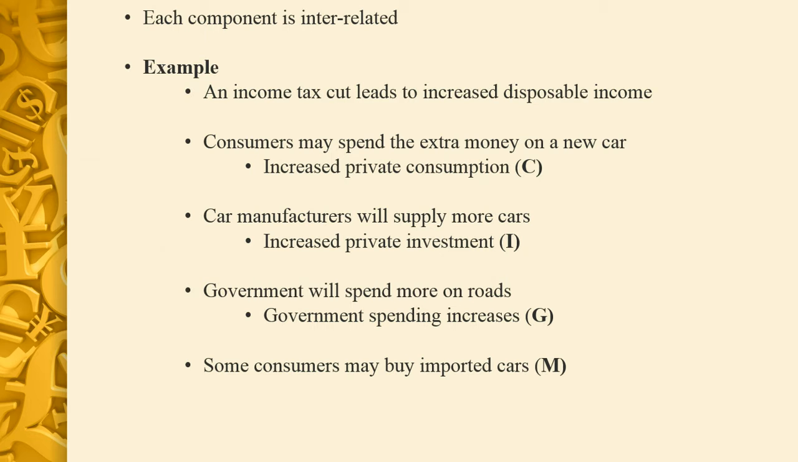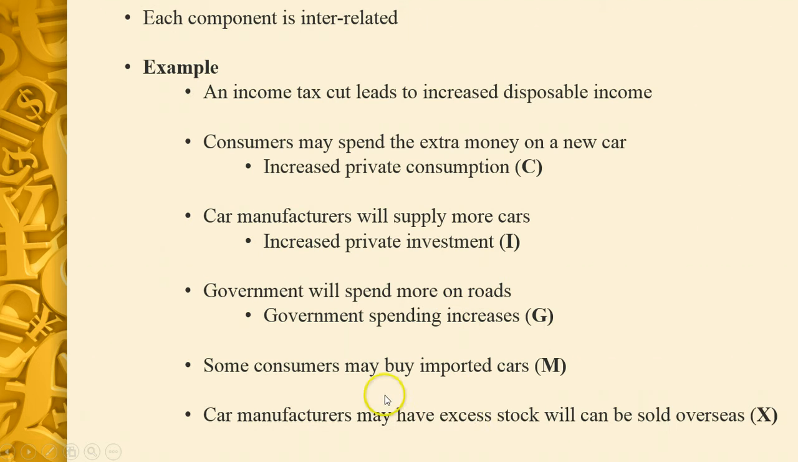On that, we maybe have our local car manufacturers who have increased their production, their private investment, because they expected people to buy more cars. What's happened though is some people are buying cars overseas. So maybe our car manufacturers here may actually have an excess or a surplus of stock. So they may now look to get rid of that stock overseas, and that can increase our exports. Okay, so see how one small thing, an income tax cut, can, I know it's an extreme example, but just know that each area there can be interrelated in some way, shape or form.